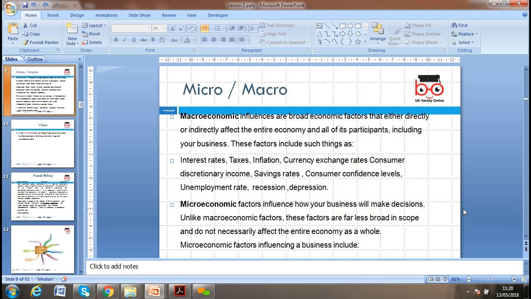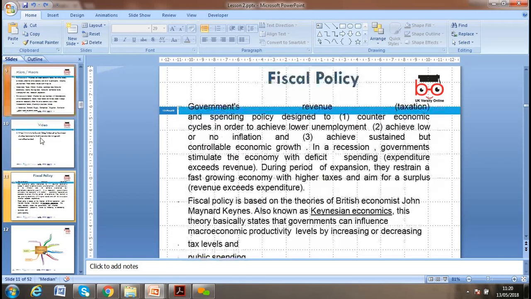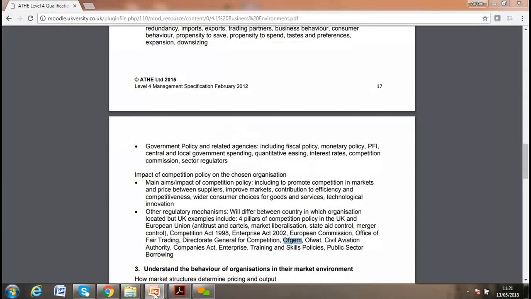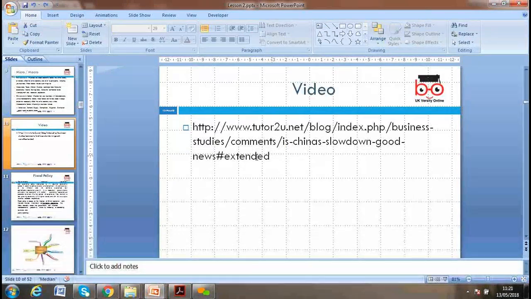So all these things come under the macroeconomic environment. When we look at microeconomics, micro means small, we're looking within a country on a small scale. So micro and macro. Guys, if you want to listen to the difference between micro and macro environment, I'll quickly show you.